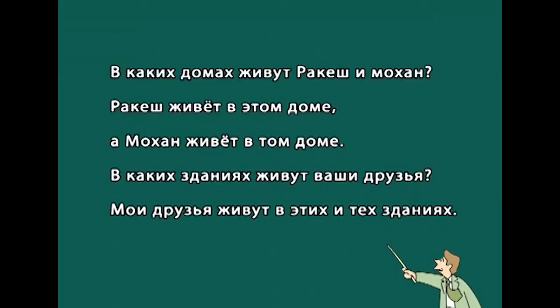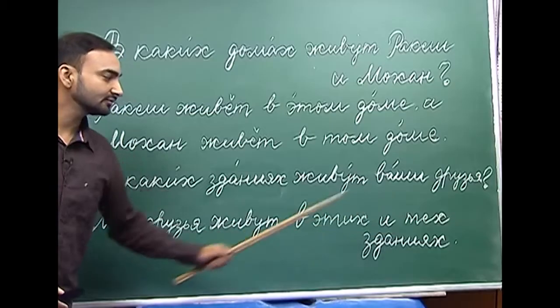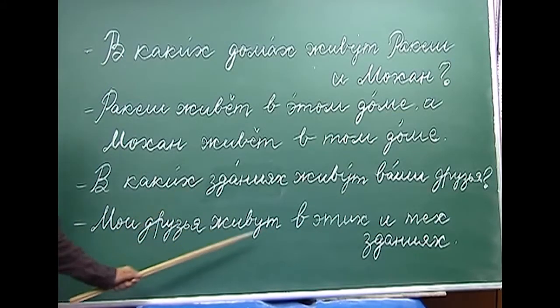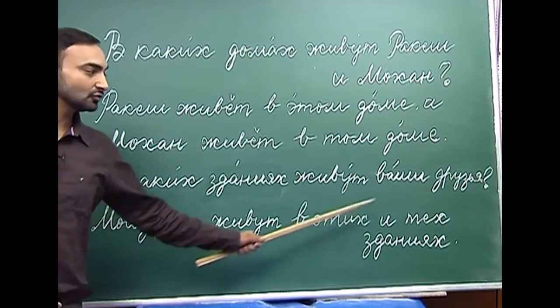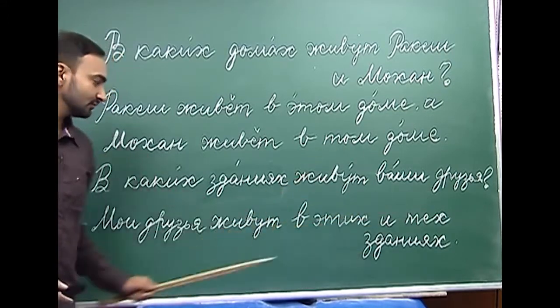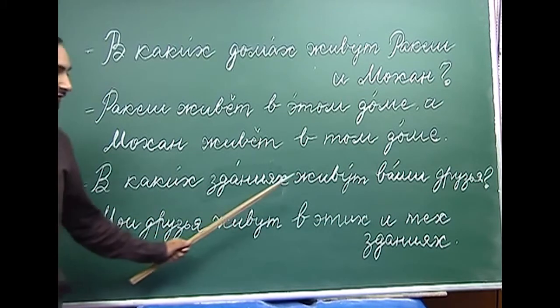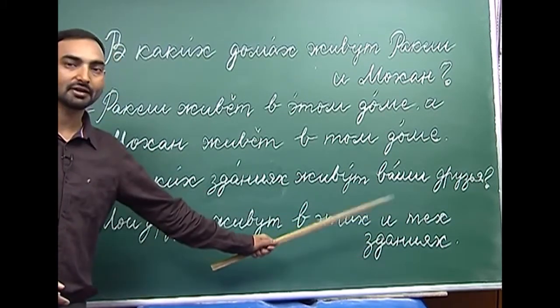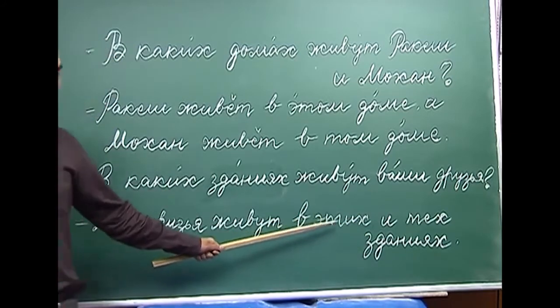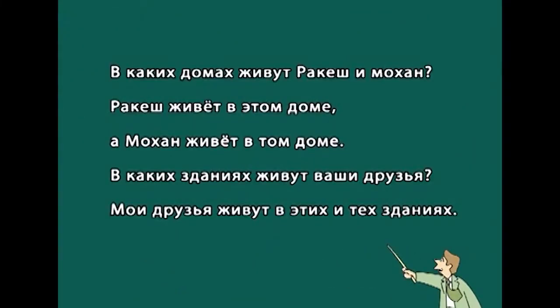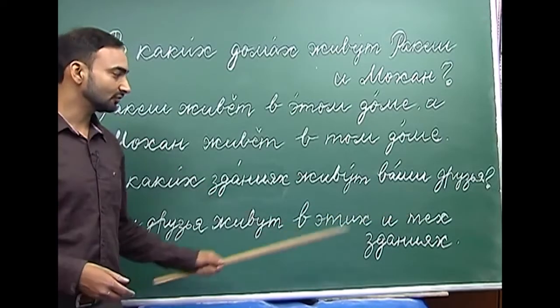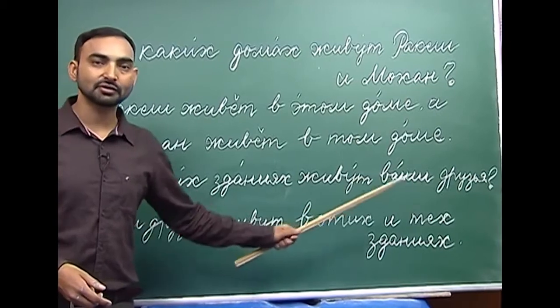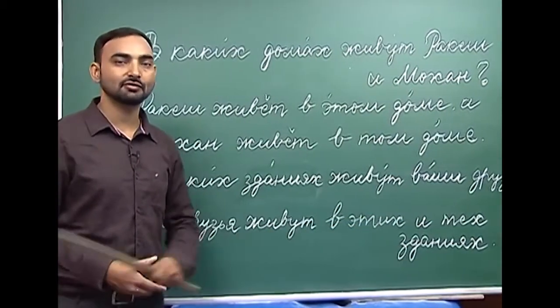Мои друзья живут в этих и тех зданиях. My friends live in these and those buildings. Здание, as we already know, is building. Этих is the plural of этот and тех is the plural of тот. So here both этот and тот have been used in the plural form.